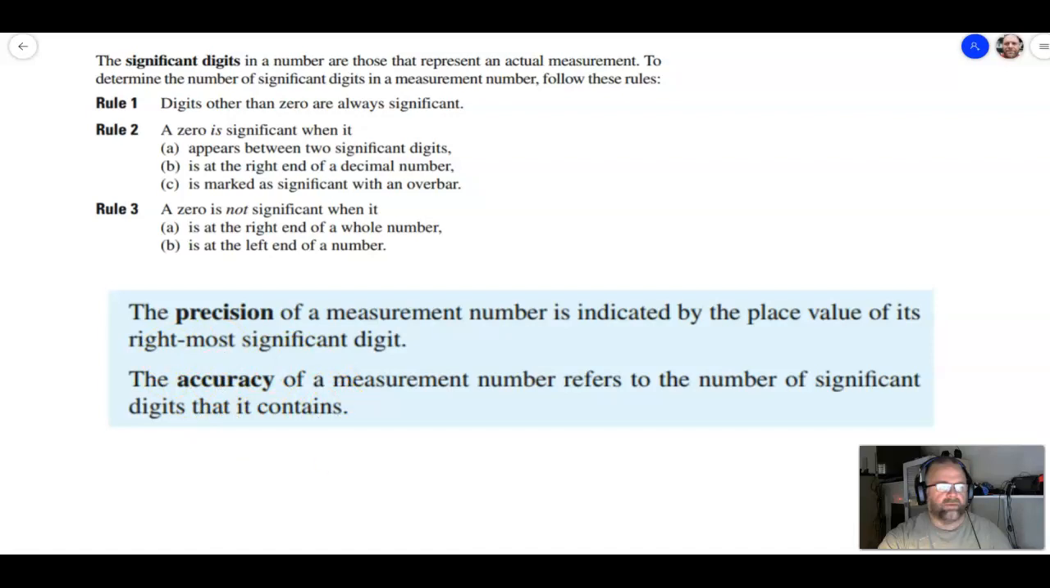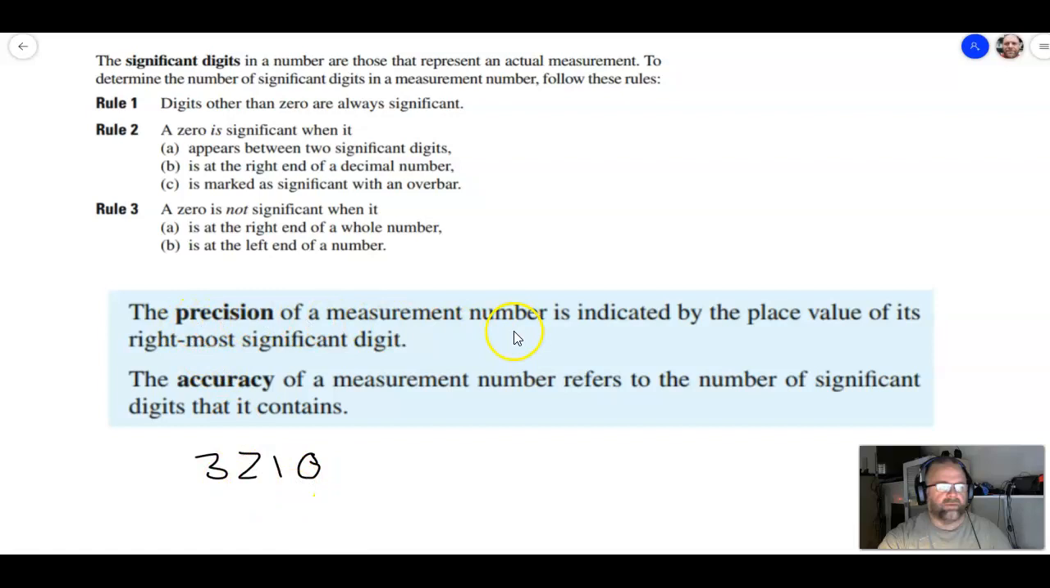So for example, if we had the number 3210, we've already figured out that there's 3 significant digits because the 0 at the right end of a whole number is not significant. So therefore, the accuracy would be 3.